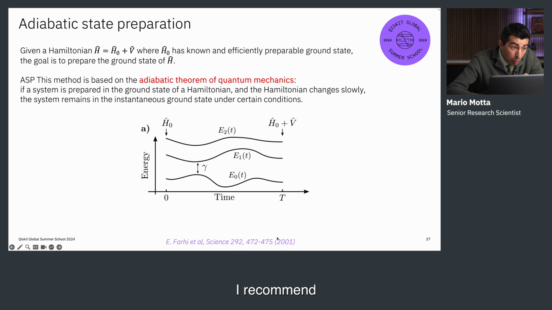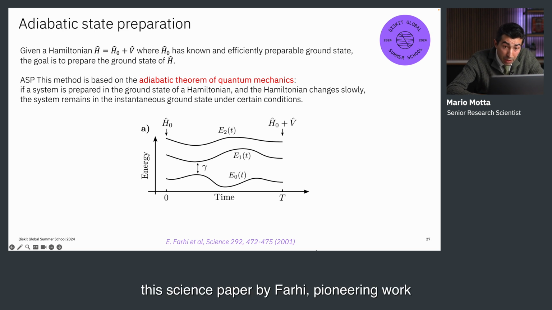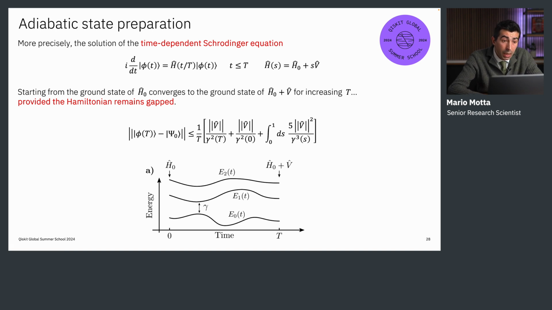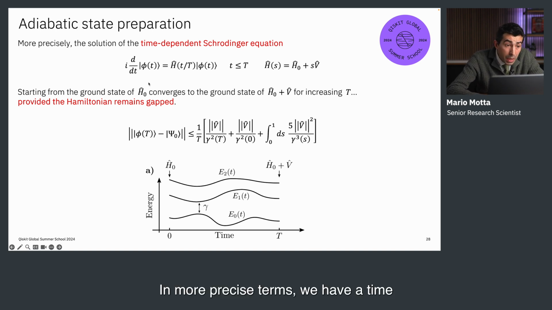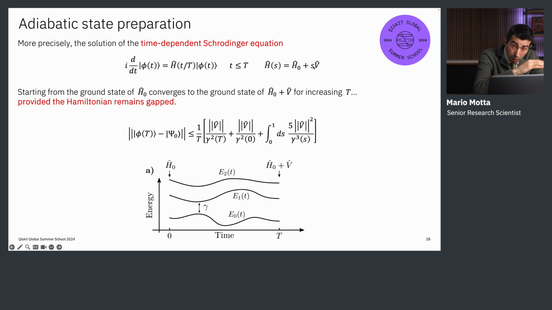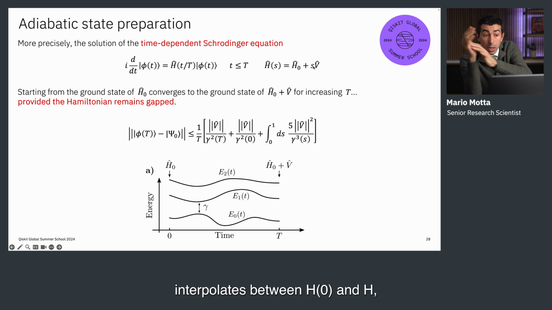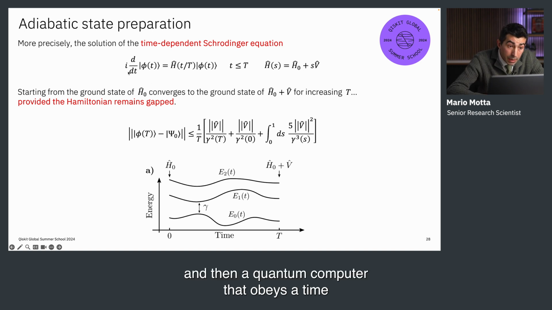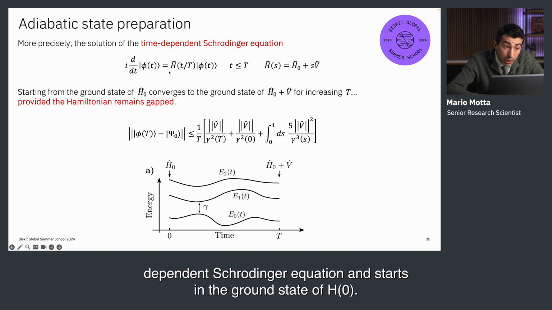I recommend this science paper by Farhi, pioneering work in the field of adiabatic state preparation. In more precise terms, we have a time-dependent Hamiltonian that interpolates between H0 and H, for example, with a linear form, and then a quantum computer that obeys a time-dependent Schrödinger equation and starts in the ground state of H0.